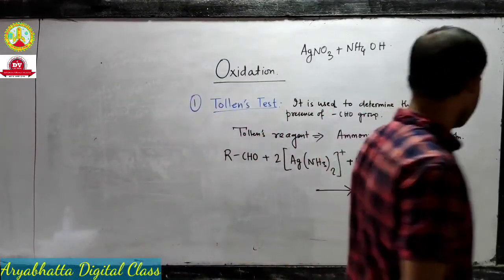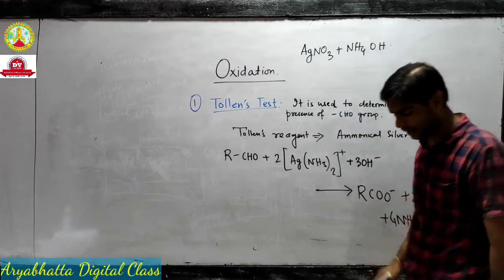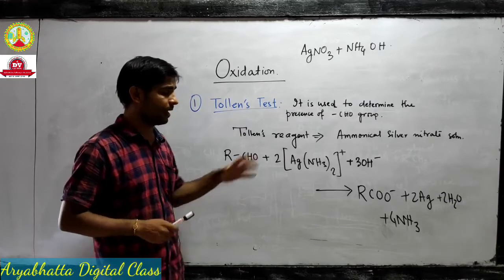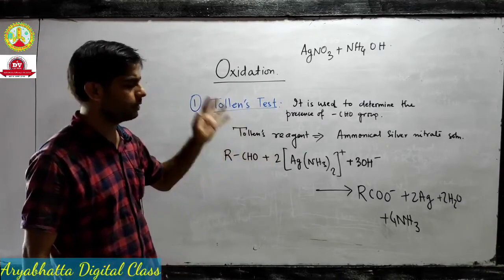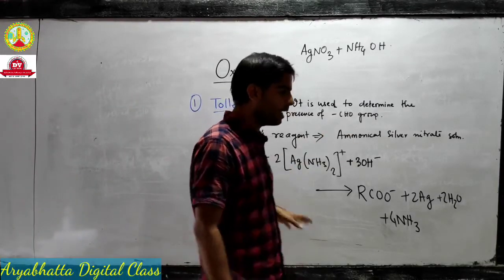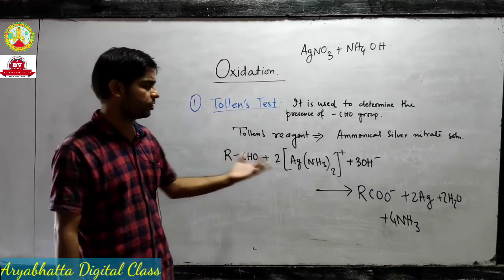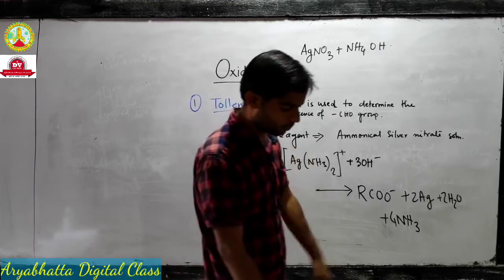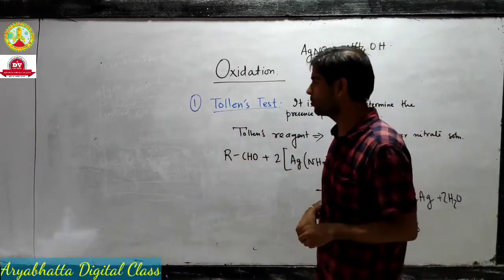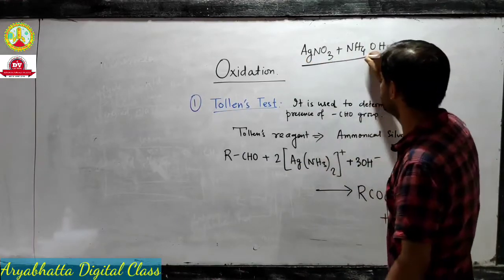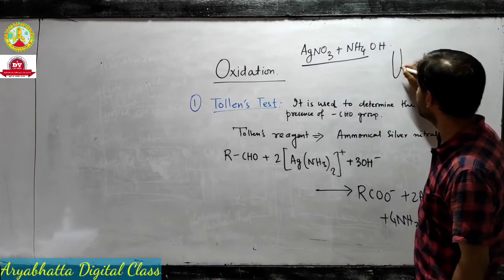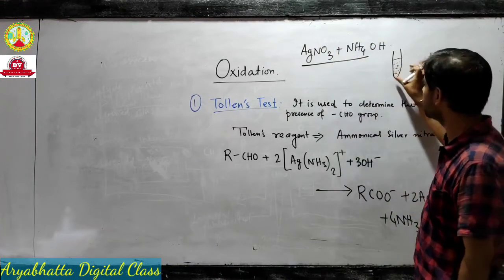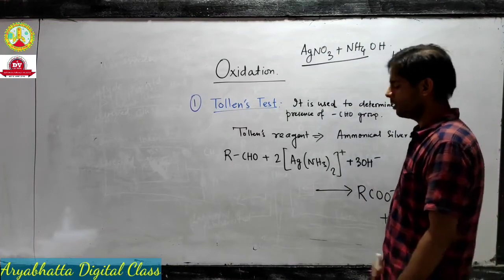Balancing this equation is not that important. As I told you, this is an organic reaction, so don't bother about balancing this equation first. If you can balance it, then it's okay. Now, understanding how this reaction actually works, it's a very beautiful experiment. We prepare this solution in a test tube by mixing silver nitrate and ammonium hydroxide. We will keep it.